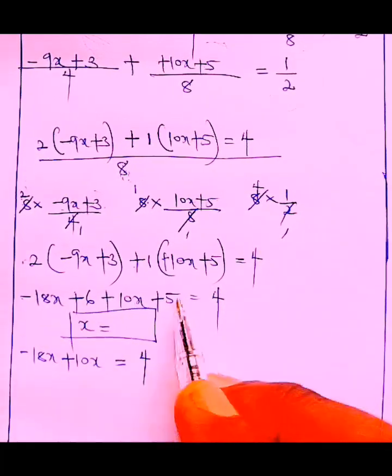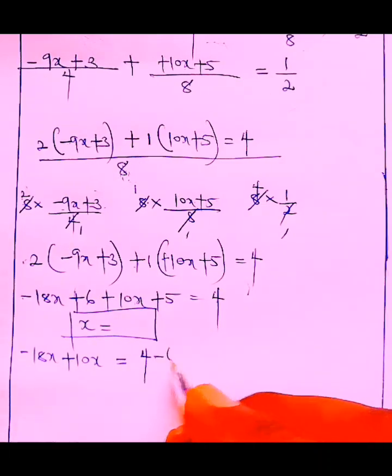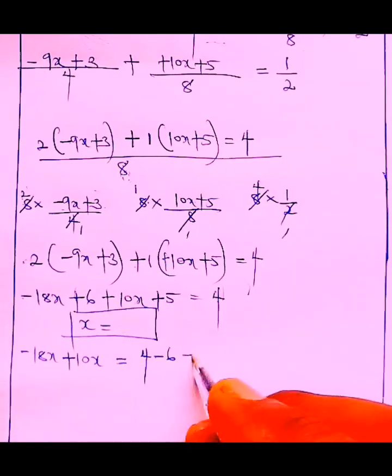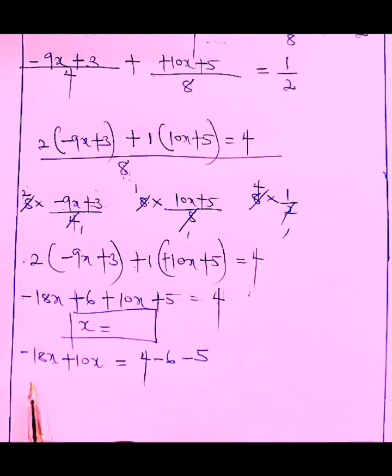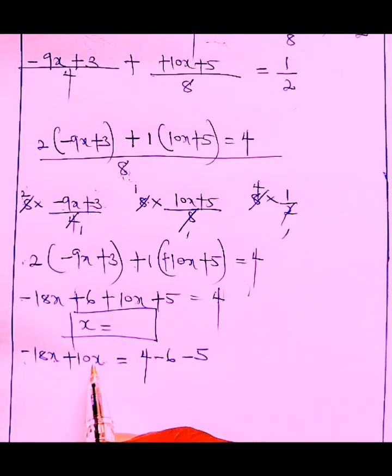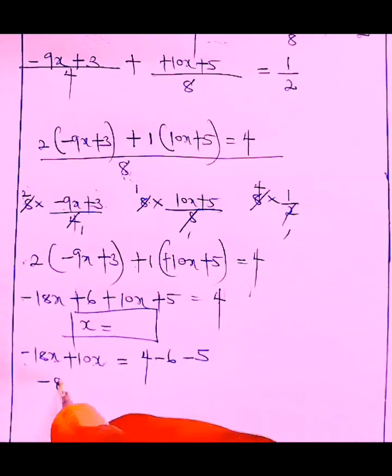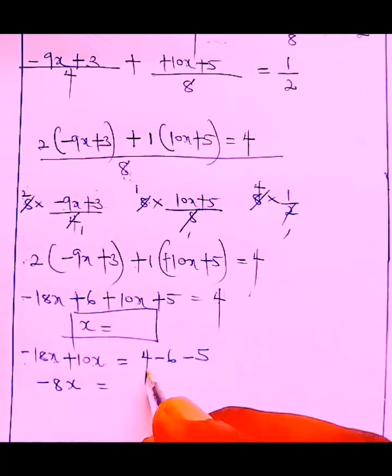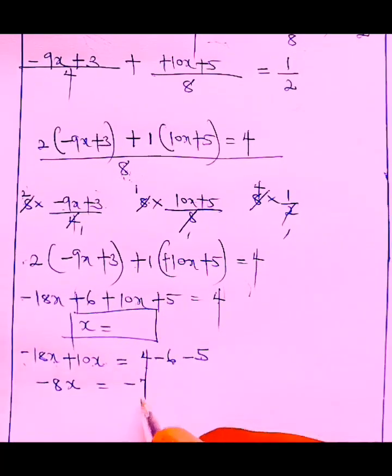So we want this 6 here without x to cross over to the right-hand side. So this crosses, becomes minus 6. This crosses, becomes minus 5. So what do we have right here? These two have the same unknown. So minus 18 plus 10. Don't forget, owing 18 and having 10, you end up owing 8. So that's minus 8x equals 4 minus 6 is minus 2. Minus 2 minus 5 is minus 7.